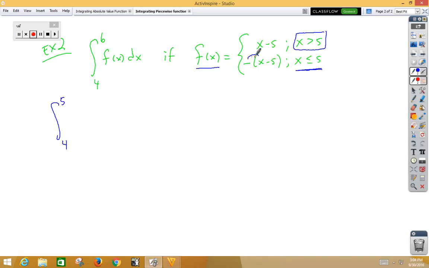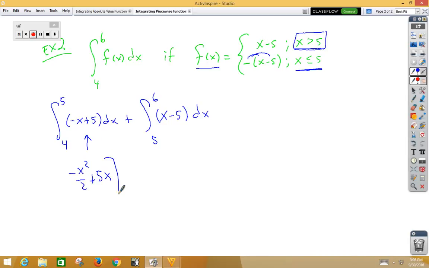I'm going to go ahead and distribute my negative. So I'm going to get a negative x plus 5 dx plus my second integral, which is from 5 to 6, of my function that's greater than 5. So that would be x minus 5 dx. Now I'm going to integrate separately. So my first integral becomes negative x squared over 2 plus 5x from 4 to 5.